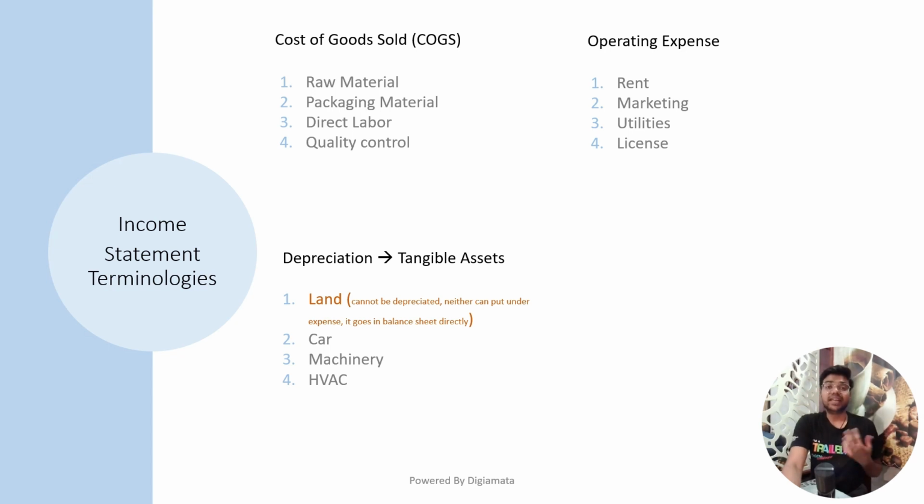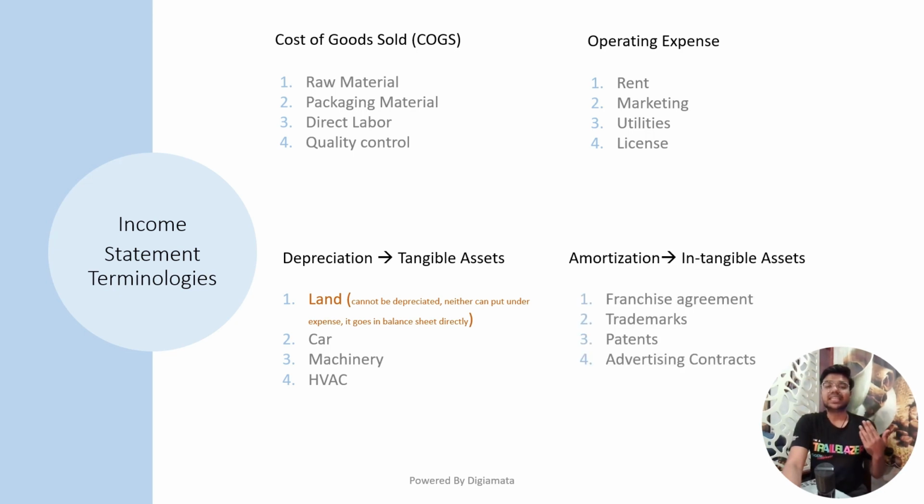So what government has allowed is that anything which is tangible and which has a long-term use, so you buy a land or you buy a car or a machinery or a HVAC. By the way, HVAC means heating and ventilation system. You can call them as an air conditioner also, but it's different. So anything which can be used for a longer period, you cannot just subtract them right now in this financial year. You can subtract them by percentage, and that percentage is fixed by government. And you can subtract them or depreciate them year by year slowly.